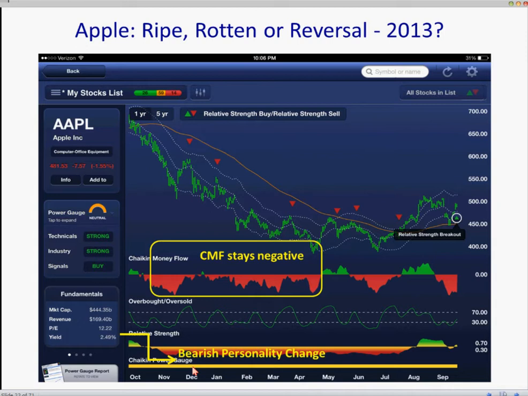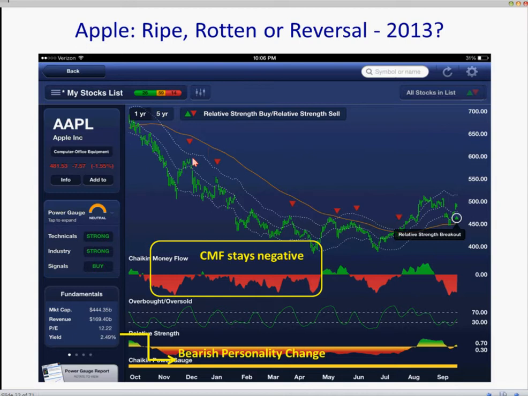Now, the power gauge never turned bearish on Apple. If it had, I'd probably be retired because everybody would have thrown their money at me. The reason it didn't turn bearish, fundamentals were so strong, but that didn't stop the stock from going from 700 to under 400. And if you kept your feet in cement, didn't recognize that personality change, weren't monitoring Chaikin money flow and these relative strength sell signals, you either gave back a lot of your profits or you started bottom fishing in Apple, and that was a hard trade.